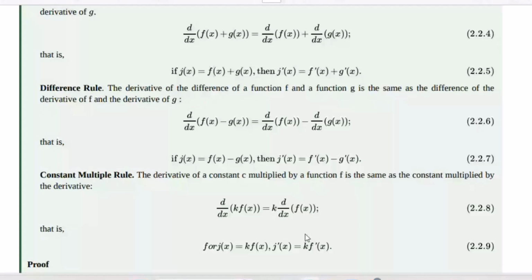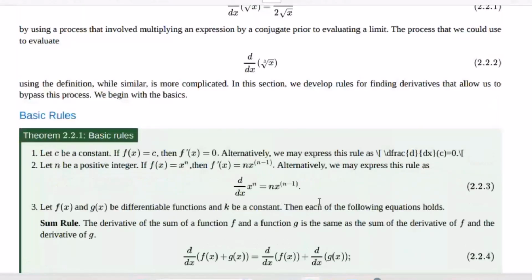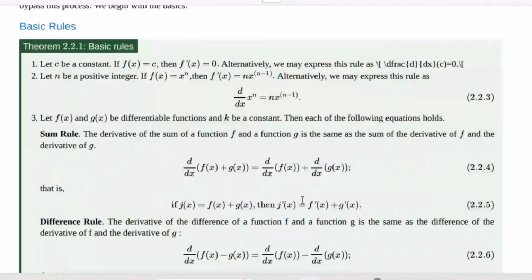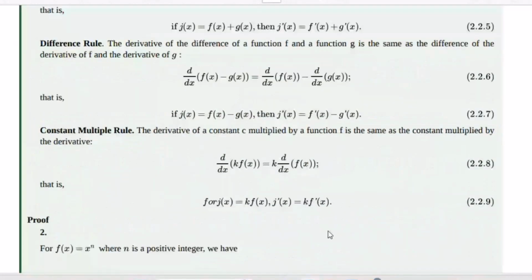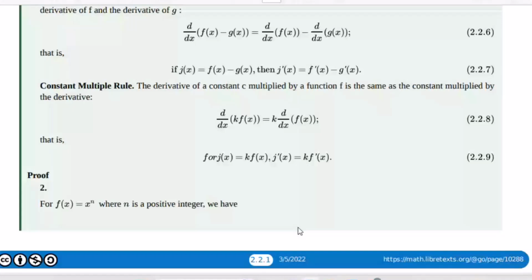Any question on these basic rules? No question, sir. No questions. Thank you. If there is no question, then let me go somewhere.